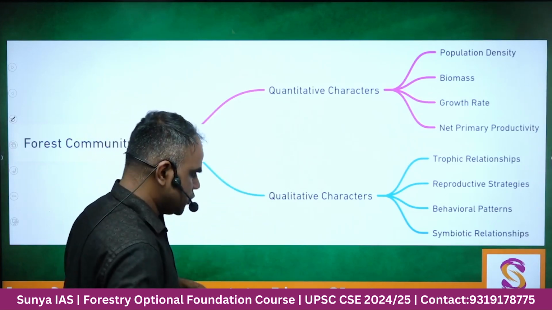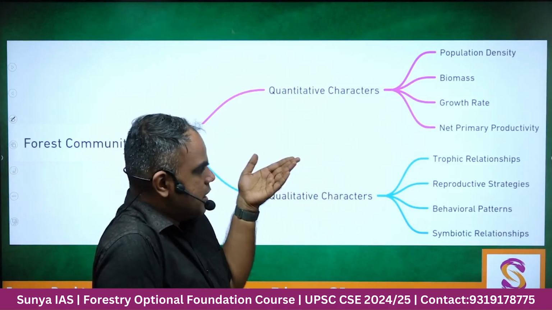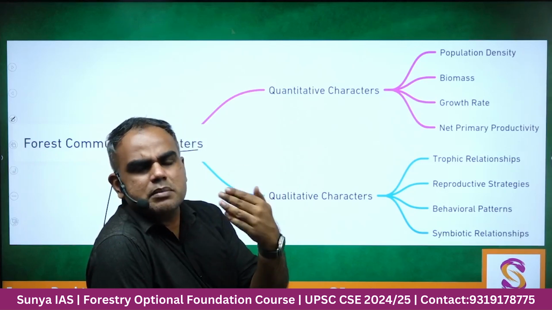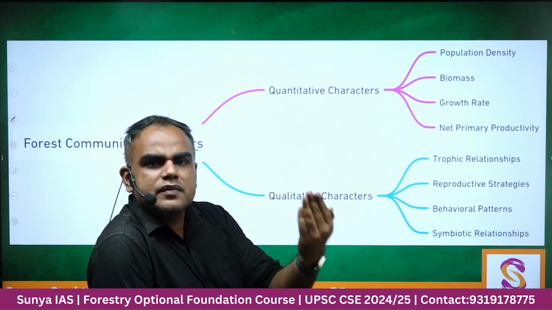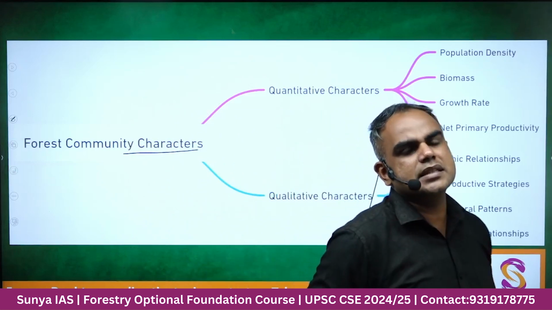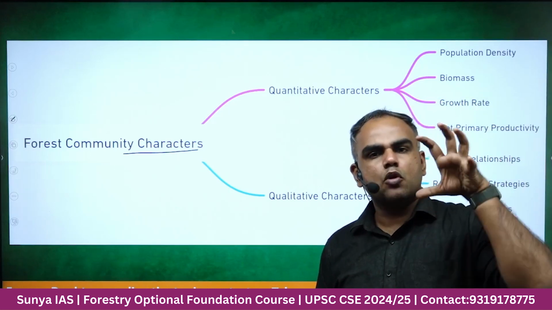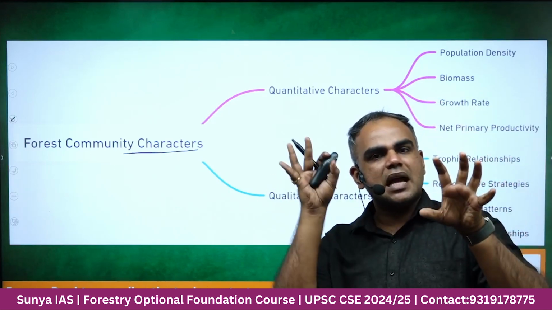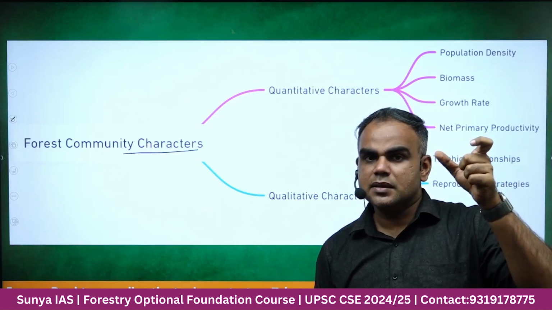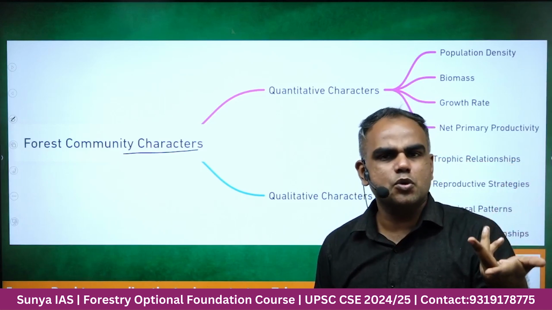Qualitative is different, right? I can talk about trophic relationships. I'll also tell you what all these things mean. Then reproductive strategies and behavioral patterns. In behavioral patterns, some can migrate, some can suspend activity, so there are different behavioral patterns. And last is symbiotic. Symbiotic means both the organisms are benefited, so it's a plus and a plus. Let's say if I talk of mycorrhiza, it means you have fungus having a symbiotic association with roots of higher plants. So that is how you can relate this.